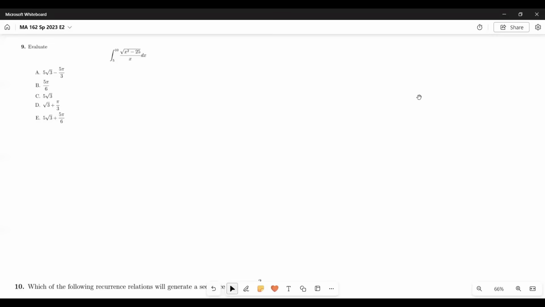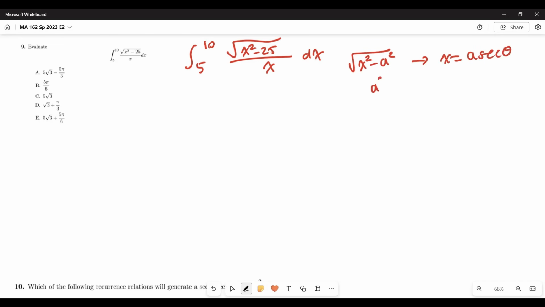Okay, this question asks to evaluate from 5 to 10 the integral of the square root of x squared minus 25 over x dx. Since we see x squared minus 25, we can use trig sub. x squared minus a squared means x equals a secant theta. In our case, a squared is 25, so a is 5. So x equals 5 secant theta, right? Then dx is 5 secant theta tangent theta d theta.